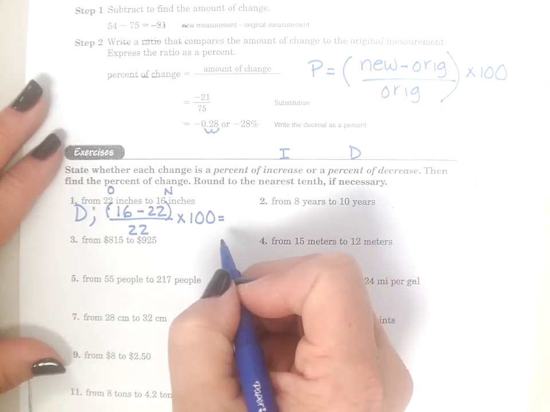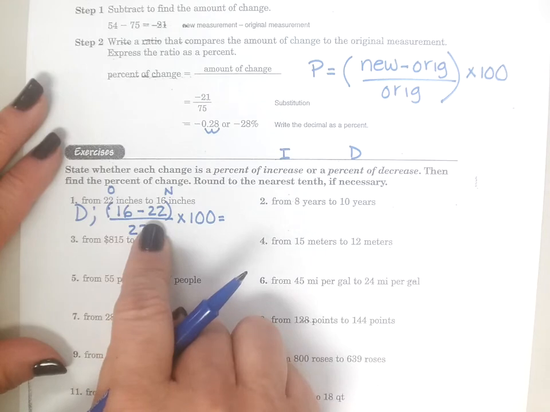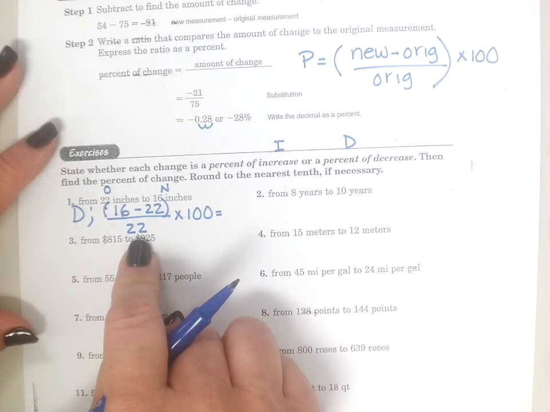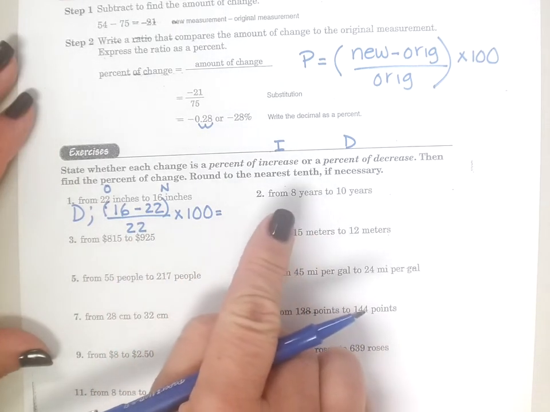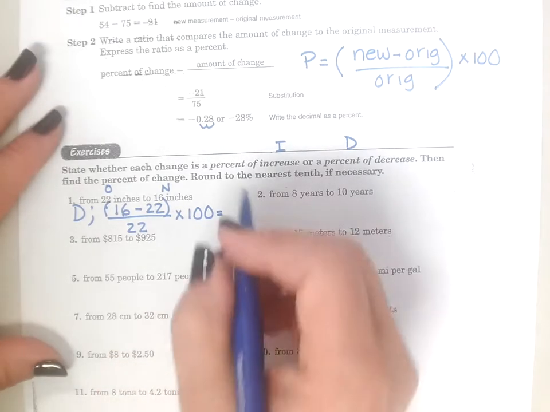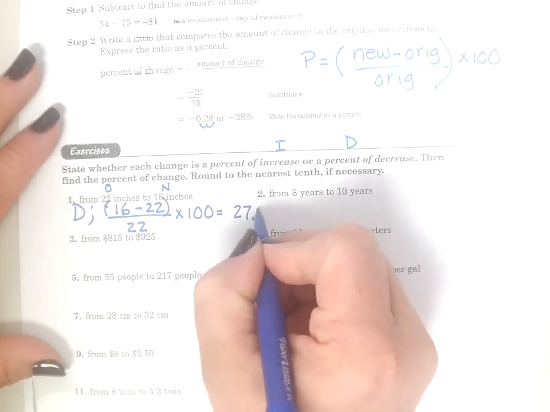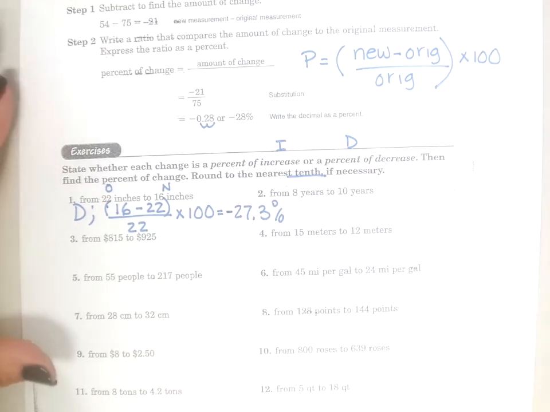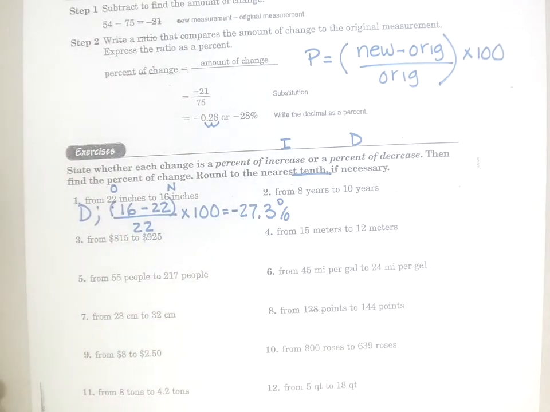All right, so in my calculator, I'm going to type in 16 minus 22. If you need to hit equal, you hit equal. Then you're going to divide that answer by 22, hit equal. You're either going to move your decimal 2 to the right, because it comes out to negative 0.273 something, or times it by 100, and I believe it says to round to the nearest tenth, right? So that means one place. And I did get a negative here, and it does decrease, so it makes sense to have a negative.